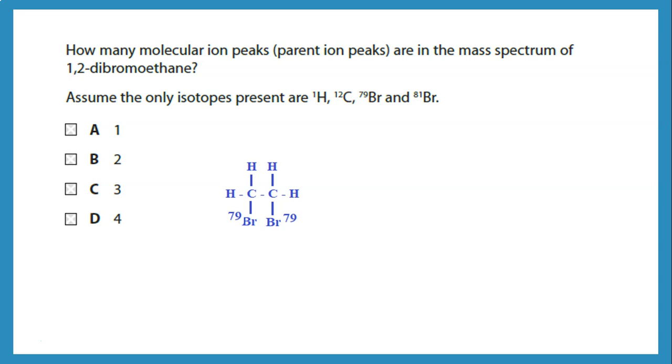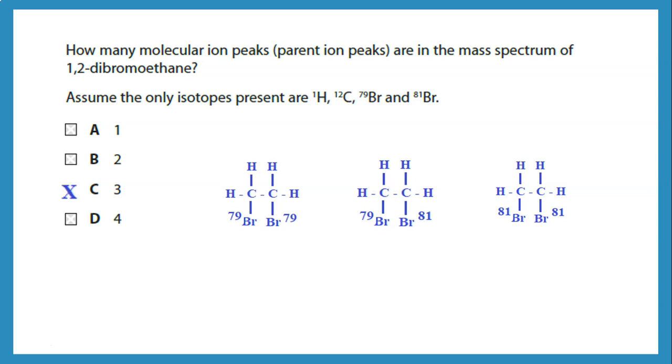We have 1,2-dibromoethane, but then we have two types of bromines. So I could have both bromines 79. Or I could have one of them 79 and the other 81. Or I could have both bromines with a mass number of 81. So in this case, I'm going to have 3 different molecular ion peaks, or 3 different total molecular masses of the molecule.